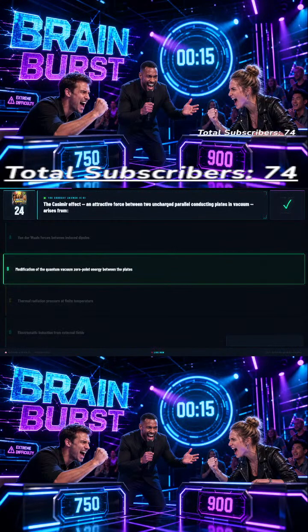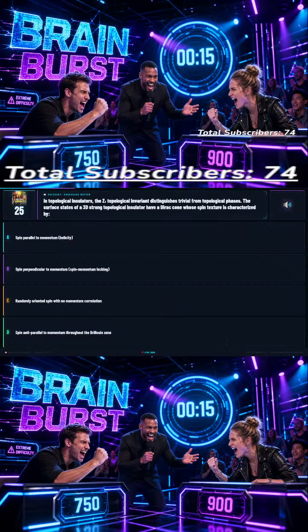Time's up. The correct answer is B, modification of the quantum vacuum zero-point energy between the plates. Question 25. In topological insulators, the Z2 topological invariant distinguishes trivial from topological phases. The surface states of a 3D strong topological insulator have a Dirac cone whose spin texture is characterized by Option A, spin parallel to momentum, helicity. Option B, spin perpendicular to momentum, spin-momentum locking. Option C, randomly oriented spin with no momentum correlation. Option D, spin anti-parallel to momentum throughout the Brillouin zone.